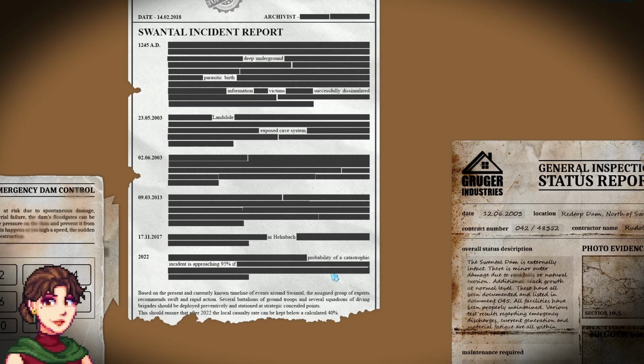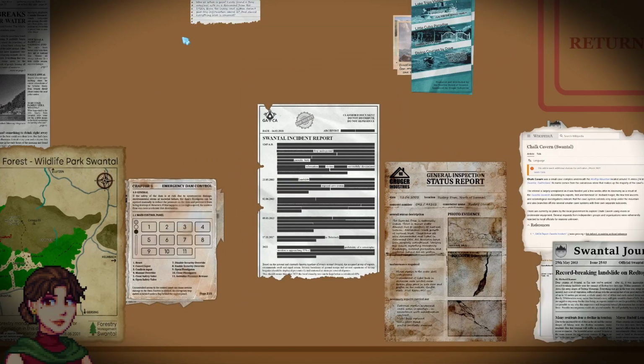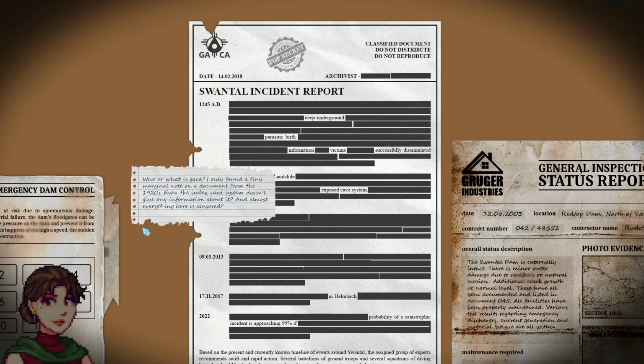Holy guacamole, jeez, bro. What did y'all do? Who or what is gotcha? I only found a tiny marginal note on a document from the 1920s. Even the index card system doesn't give any information about it, and almost everything here is censored.